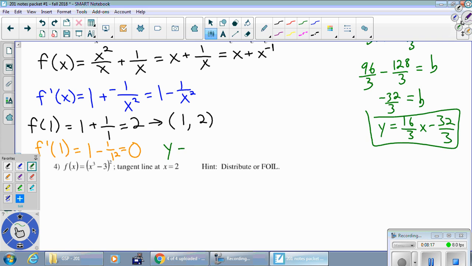So y equals mx plus b, 0x plus b. Okay, the 0 doesn't really bother me. I'm just going to plug in my 1 and my 2 as usual. So 2 equals nothing times 1 plus b. So apparently b is 2. And so then the final equation for my tangent line is y equals 0x plus 2, or better, just y equals 2.